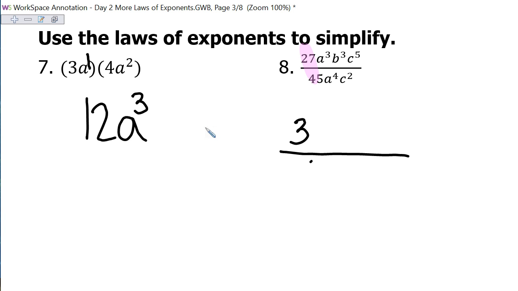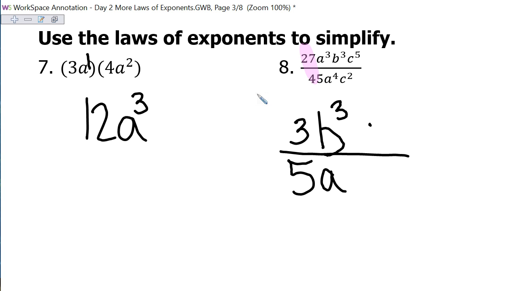Now when we're dividing, look for the bigger one. For the a's, where's the bigger a, top or bottom? For our answer, a goes on the bottom. And we only have one b, so that b cubed is going to stay in the top. And where's the bigger c? Top.